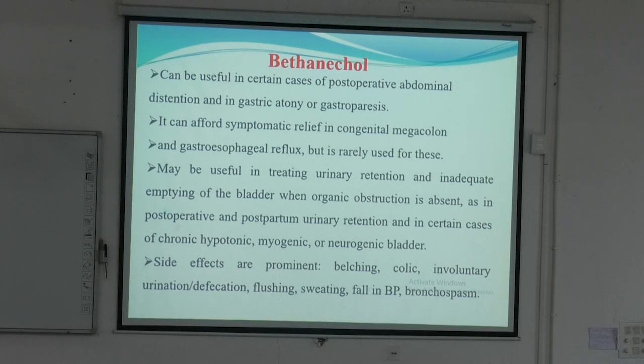Now coming to the bethanechol. Bethanechol can be useful in certain cases of postoperative abdominal distension and in gastric atonia or gastroparesis. So bethanechol is a drug. It is also a cholinomimetic drug. It acts in postoperative abdominal distension, gastric atonia, gastroparesis. It causes symptomatic relief in congenital megacolon and gastroesophageal reflux, but is rarely used for these now.